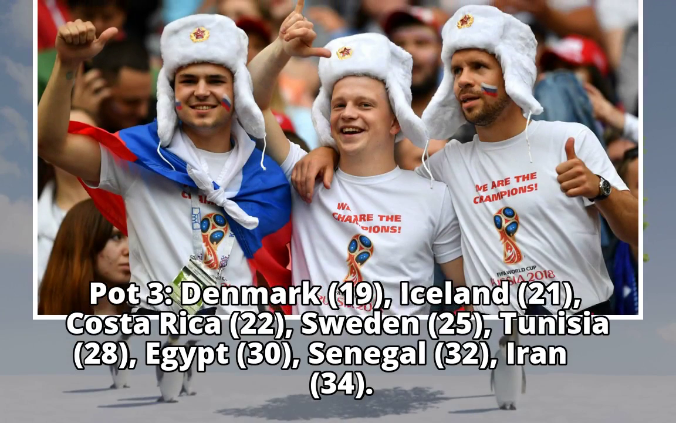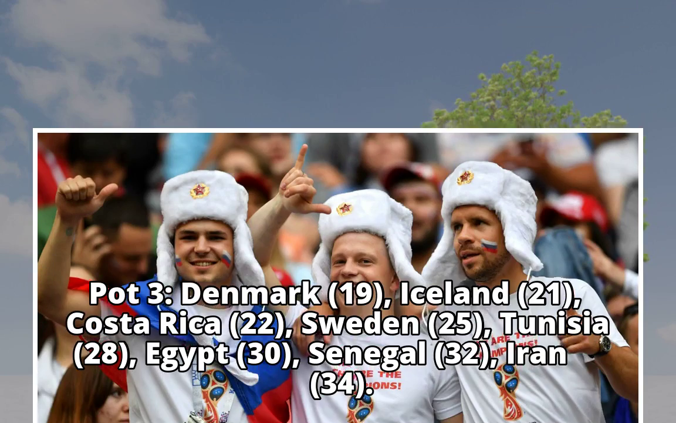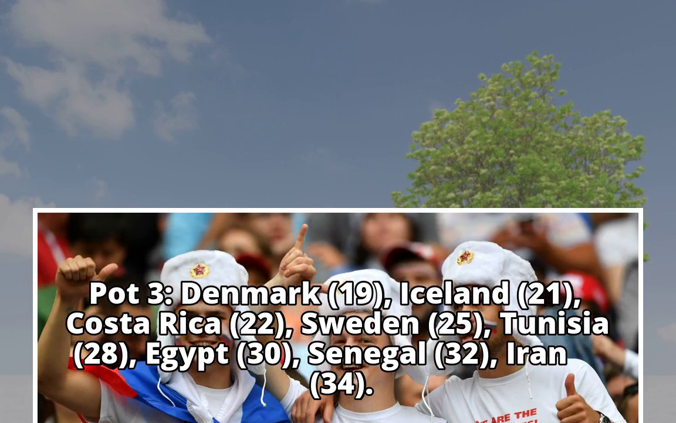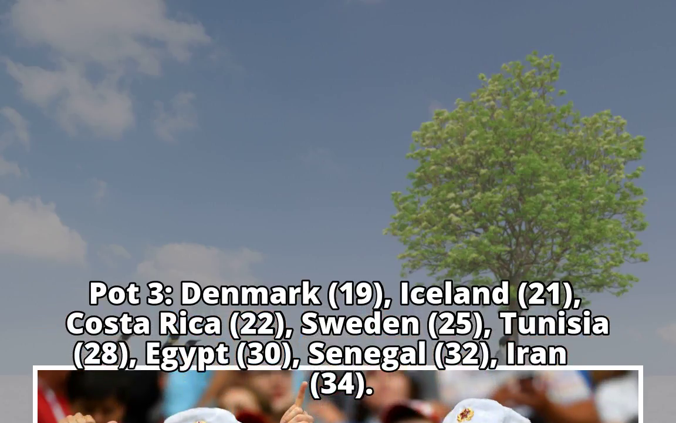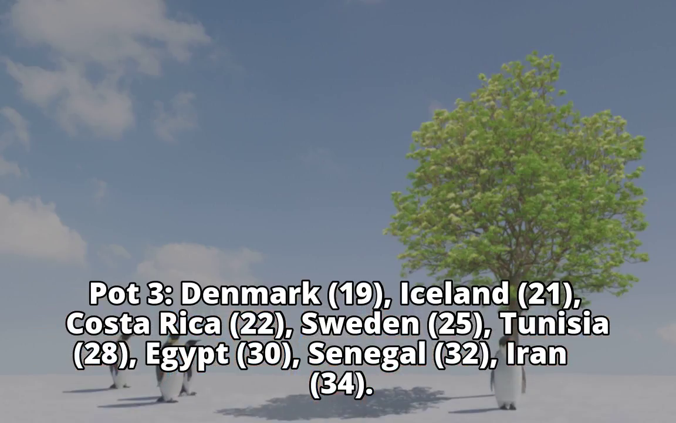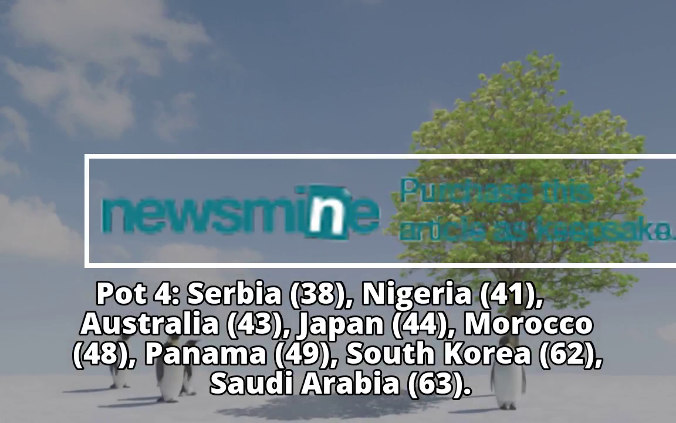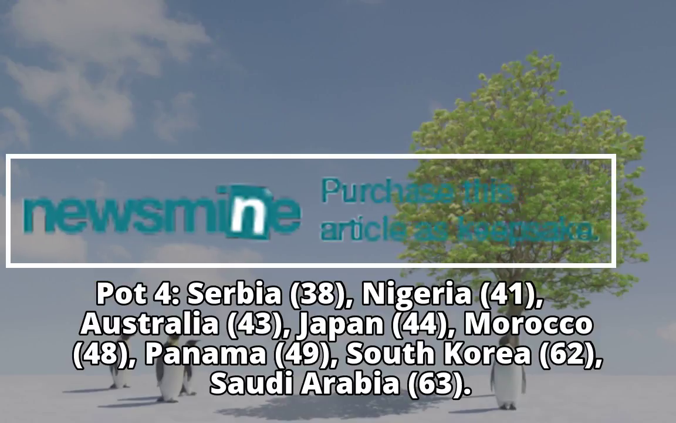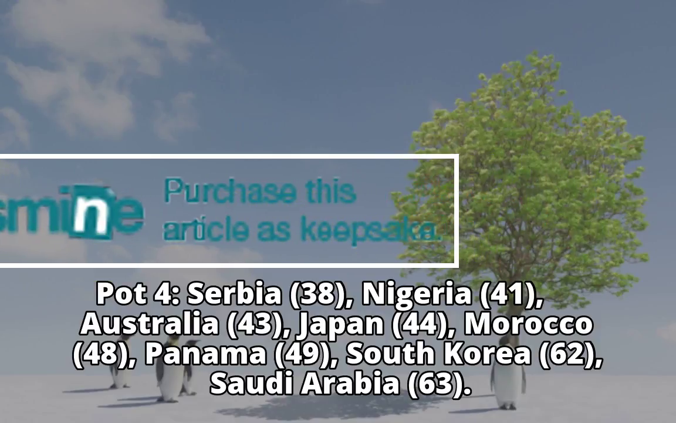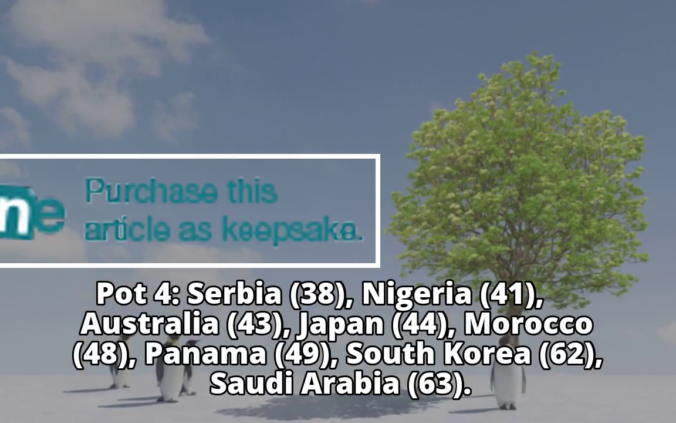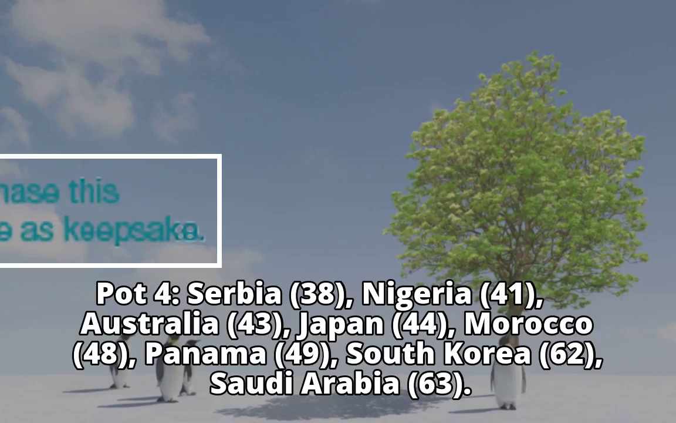Pot 3: Denmark (19), Iceland (21), Costa Rica (22), Sweden (25), Tunisia (28), Egypt (30), Senegal (32), Iran (34). Pot 4: Serbia (38), Nigeria (41), Australia (43), Japan (44), Morocco (48), Panama (49), South Korea (62), Saudi Arabia (63).